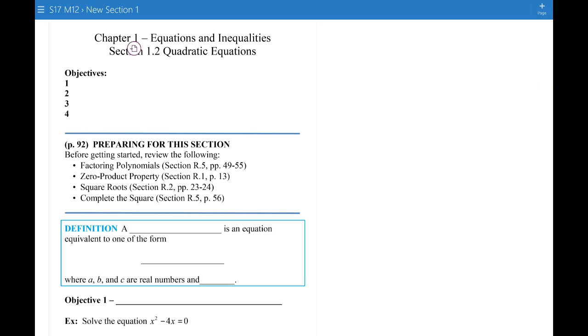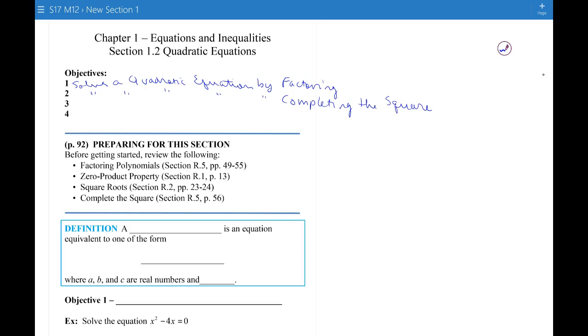So we're still in Chapter 1, Equations and Inequalities, and now we're going to look at Section 1.2, Quadratic Equations. So the first thing that we're going to do is solve a quadratic equation by factoring. This should feel very familiar. The second one is to solve a quadratic equation by completing the square. This is actually a very important skill that keeps coming in handy.